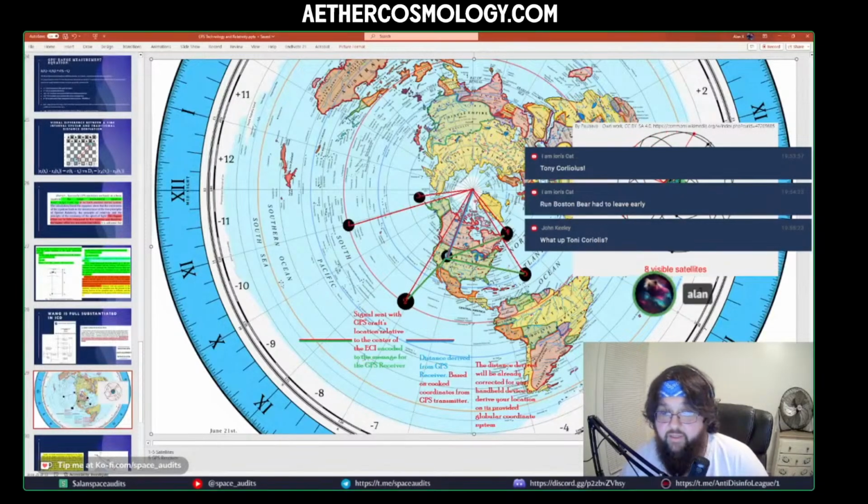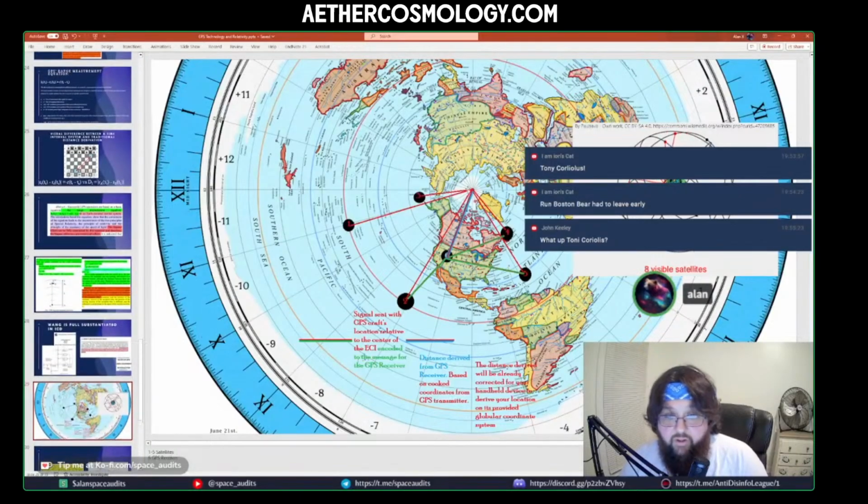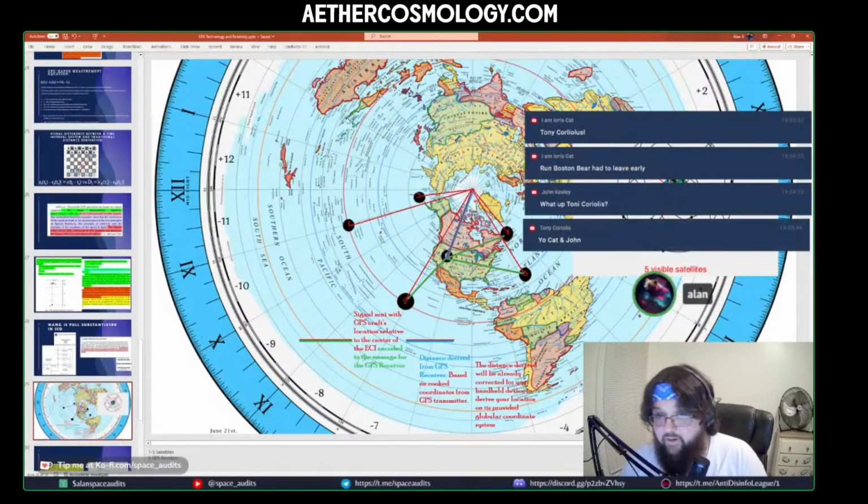So that's kind of what I wanted to illustrate here with all this math and how it would work on a flat earth. You would have your network of satellites doing their thing, whether it's electrostatic tethering and they're going around the equator, or a balloon network, doesn't matter, whatever, right?